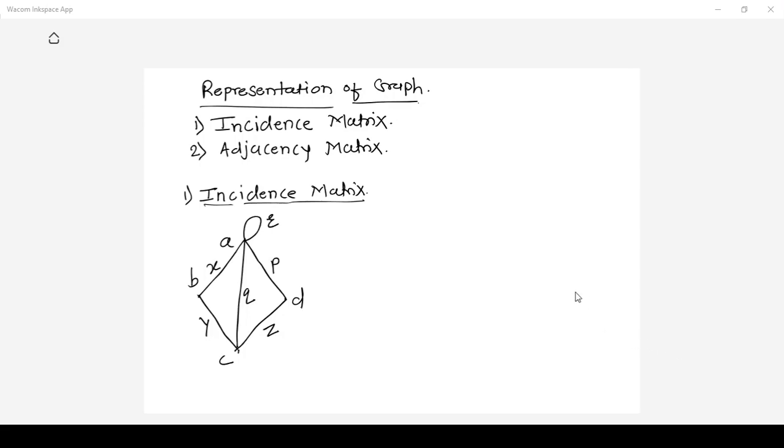Welcome to this video. In this video we are going to see a representation of a graph with an incidence matrix and an adjacency matrix. With the help of the incidence matrix and adjacency matrix, we can store these graphs in computer memory. So let us see the first method, that is the incidence matrix. Let us consider an undirected graph.